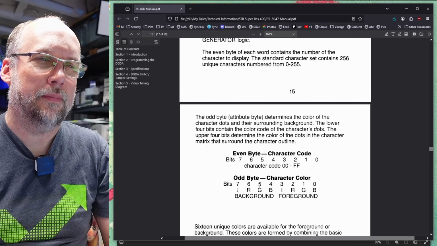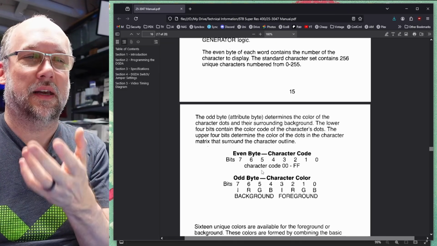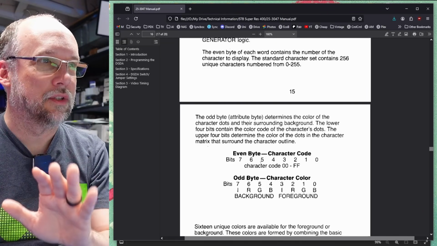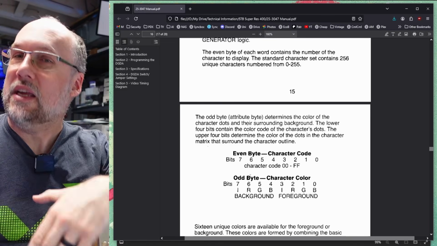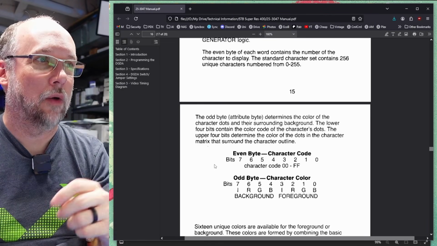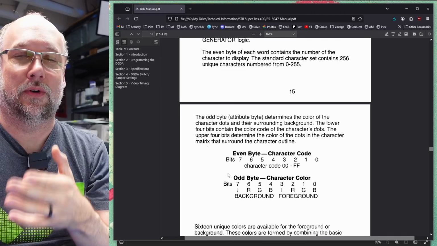Next up, there's a little section here on how the text mode memory works, and basically you have even and odd bytes. One is the actual character, and the next is the attribute. And again, this is identical to the way CGA works, and therefore EGA and VGA work the same way as well because they're really backwards compatible with the text mode of CGA.